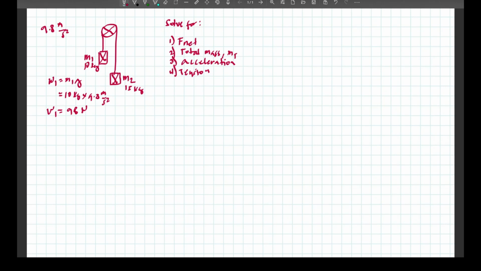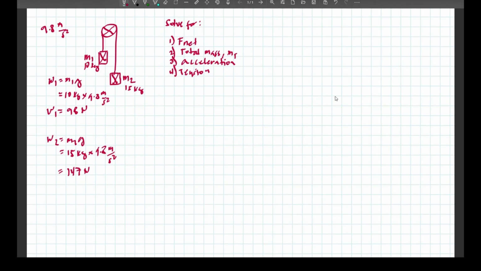Okay, what about for weight number 2? Let's try to solve it. So for weight 2, W2 is equal to M2 times G. So we just plug in the values. For M2, we have 15 kilograms times 9.8 meters per second squared, and so this is a multiplication, 15 times 9.8, that will give us 147 newtons.